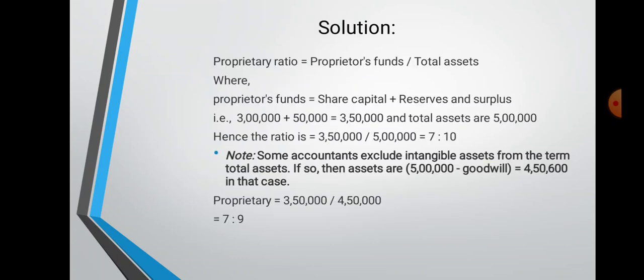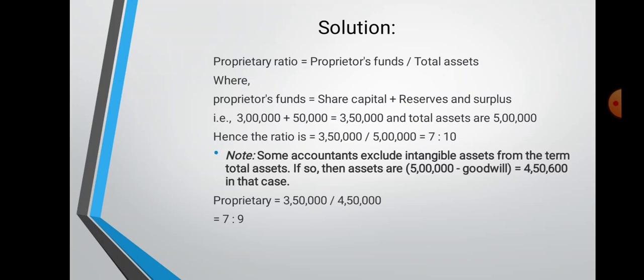So the solution is here: proprietary ratio is equal to proprietor's funds upon total assets. This is the formula of the proprietary ratio. So you can calculate proprietor's funds, which is equal to share capital plus reserves and surplus. That is 3 lakh plus 50,000, equal to 3 lakh 50,000, and total assets are 5 lakhs. So hence the ratio is 3 lakh 50,000 upon 5 lakh, equal to 7 is to 10.